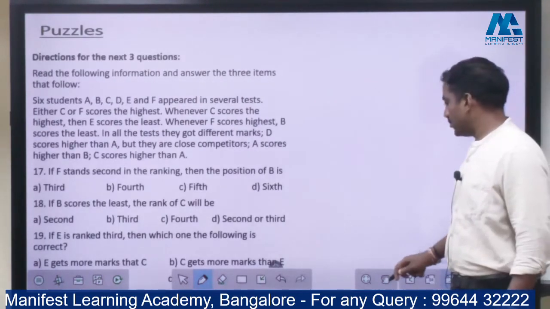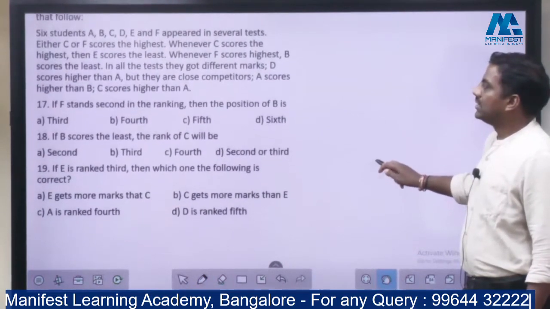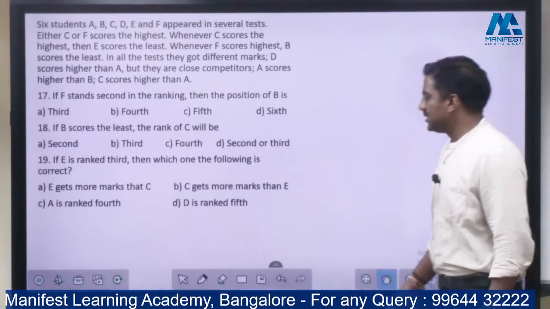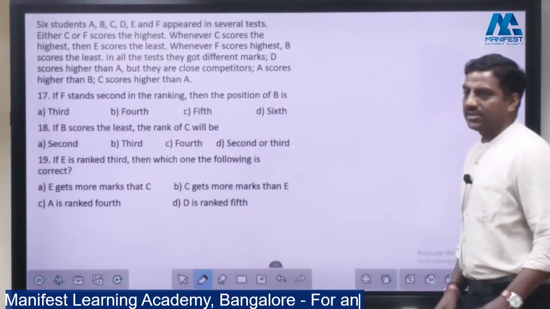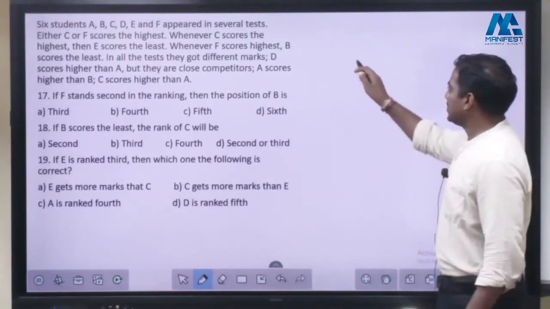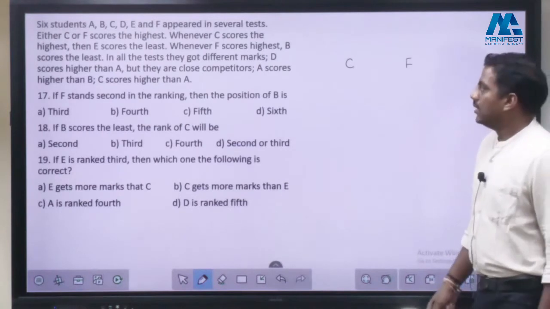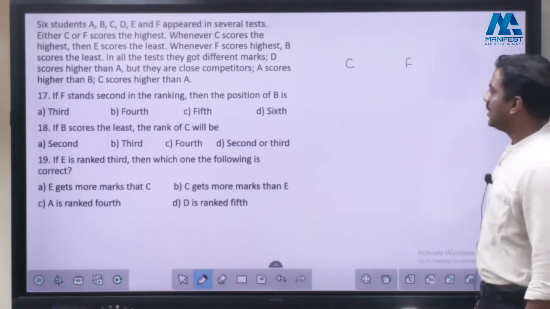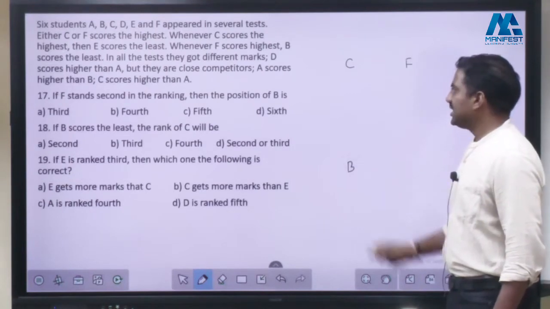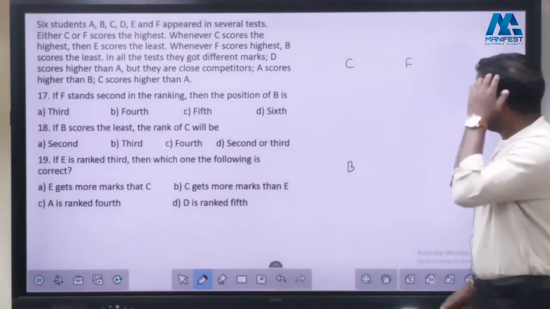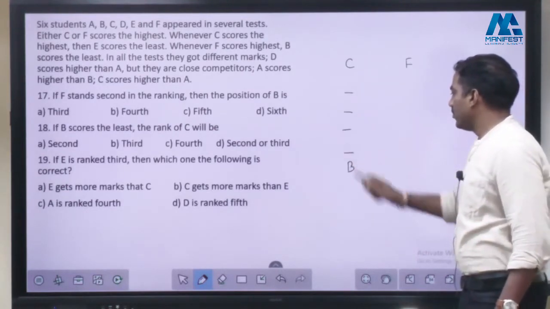Next. Six students, A, B, C, D, E, F, appeared in several tests. Either C or F scores the highest. So these are the conditions. Either C or F will be the highest. Whenever F scores the highest, B scores the least. How many persons are there? 6, no? So 4 more persons here. 1, 2, 3, 4.